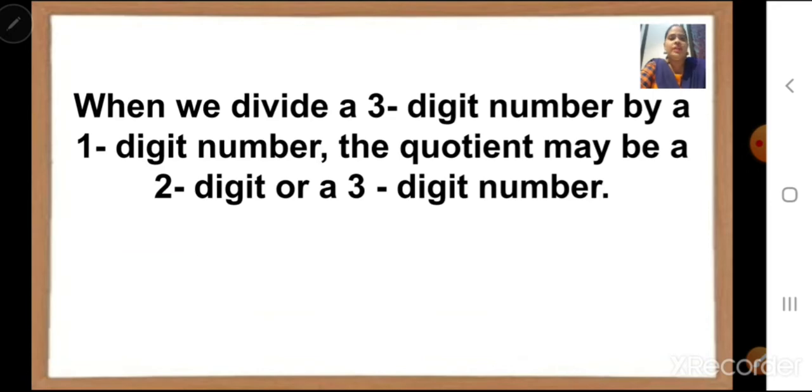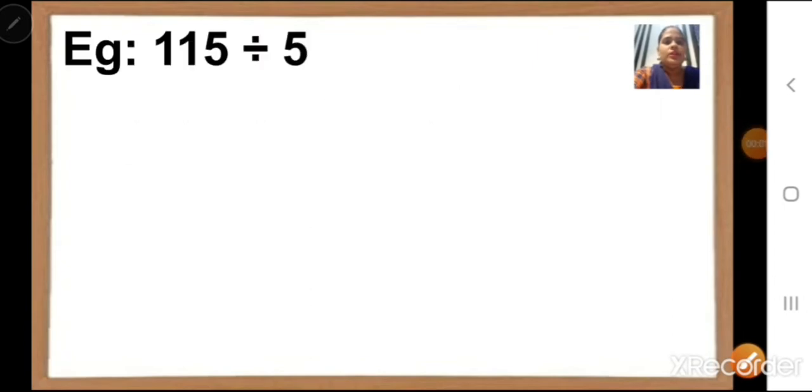Now children, when we divide a 3-digit number by a 1-digit number, the quotient or the answer may be a 2-digit or a 3-digit number. Okay. Children, look at this example. Here we have 115 divided by 5. Now 115 is our 3-digit number, and it is our dividend, whereas number 5 is a 1-digit number and it is our divisor. Now we have to divide.